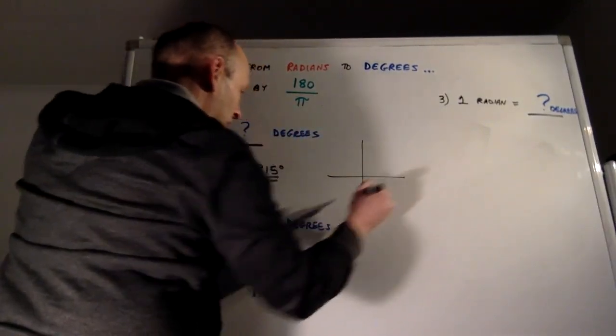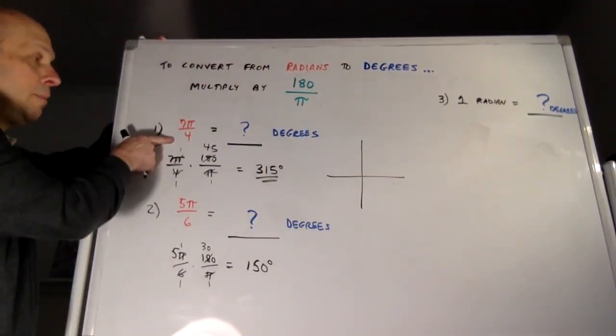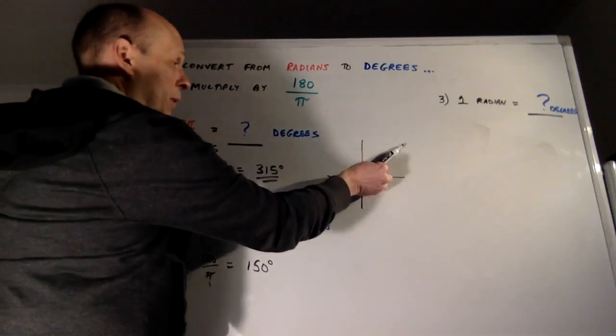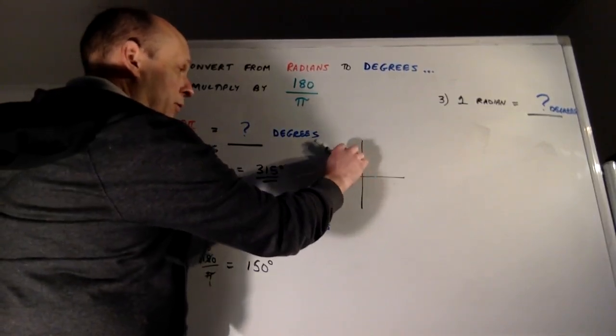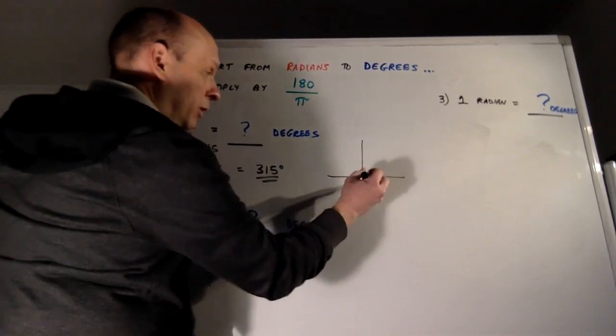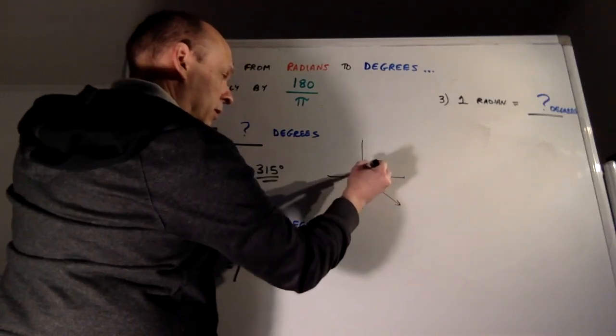And that's by counting, right? Like we have been doing. So I can count by pi over 4s. And if you know pi over 4 is 45 degrees, that's 1 pi over 4, 2 pi over 4, 3 pi over 4. There's your 4 pi over 4. That's pi. 5 pi over 4, 6 pi over 4. Here's 7 pi over 4.